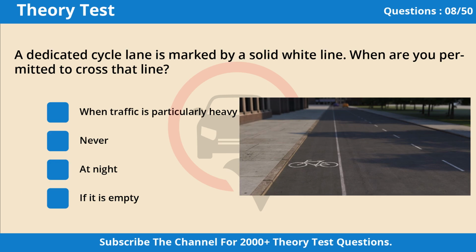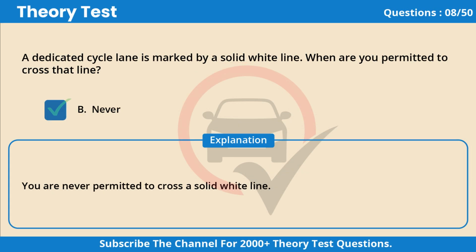Question 8. A dedicated cycle lane is marked by a solid white line. When are you permitted to cross that line? B. Never. You are never permitted to cross a solid white line.